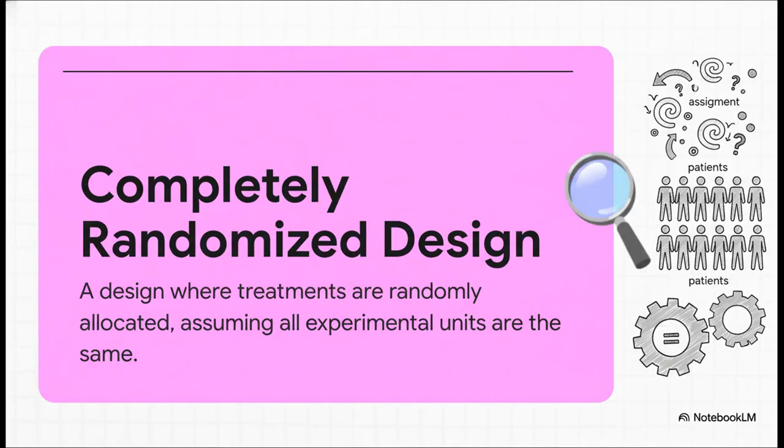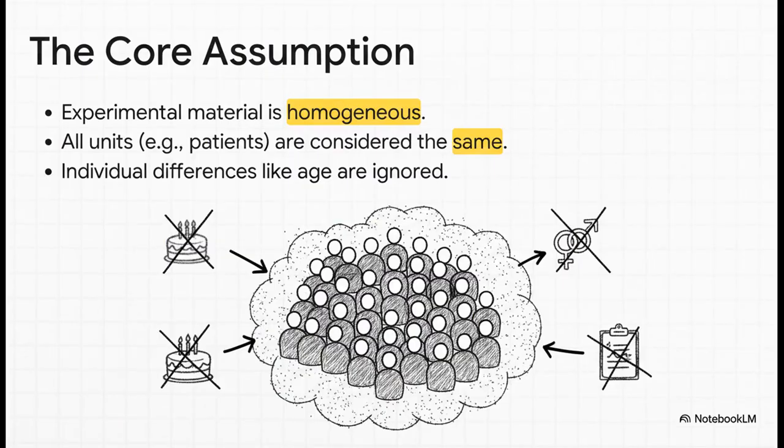Okay, so let's break down this definition, because there are 2 absolutely crucial ingredients here. First, the treatments, that's our different medicine dosages, are assigned completely at random. And second, the whole design hinges on a huge assumption that all of our patients are, for the sake of this experiment, basically interchangeable. Statisticians have a word for this. They call it homogeneous.